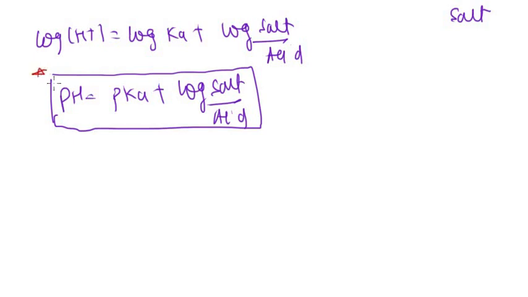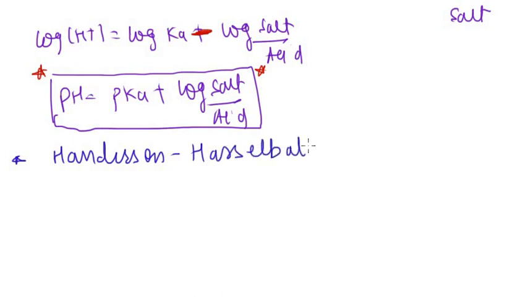So that's how we can calculate it. Actually, it is negative log of H plus equals negative log Ka plus log of salt upon acid. And here pH equals pKa plus log salt upon acid. This particular equation is known as the Henderson-Hasselbalch equation, and this equation is for calculating the pH of a buffer solution.